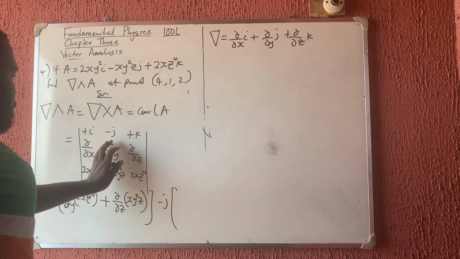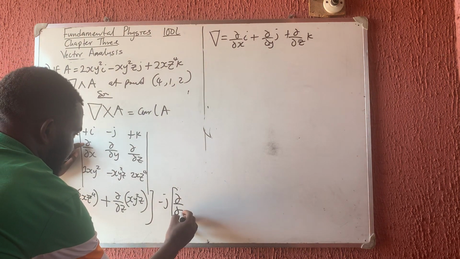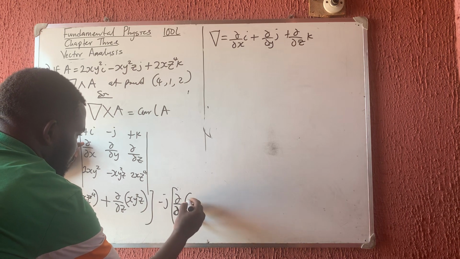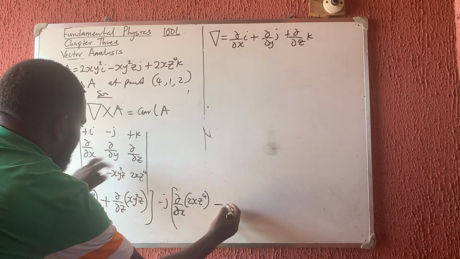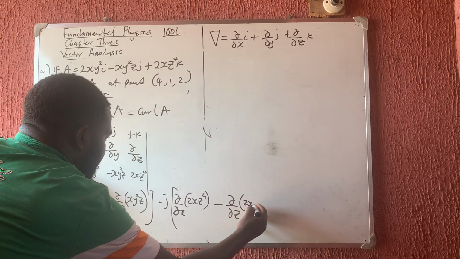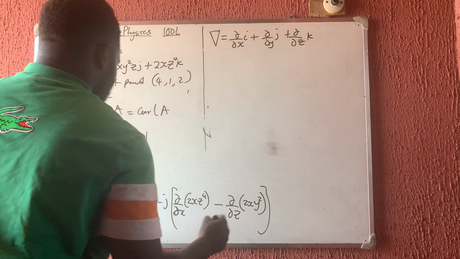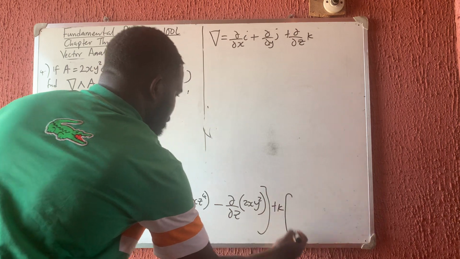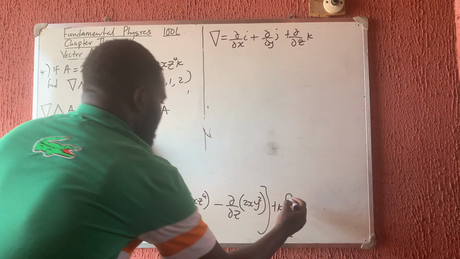If I collect minus j, covering here, this minus this. So I have partial x of my 2xz raised to power 4 minus this one moving here, partial z of my 2xy raised to power 2. Okay, you close. Then finally plus k. You open again. You have covering this one now. Left, right. This time this.